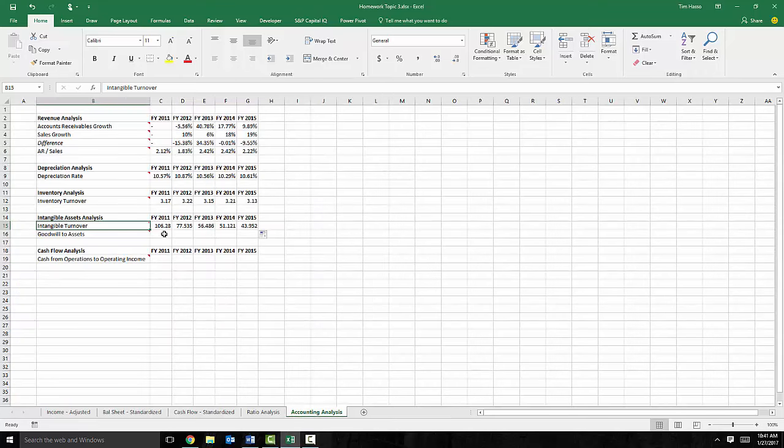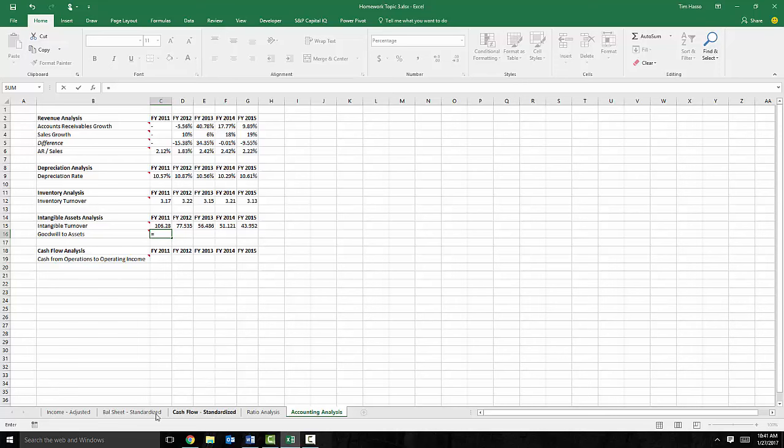So the second part of intangible asset analysis is to look at goodwill to assets. Now, goodwill to assets is something that is very important to look at when you have a company that performs a lot of acquisitions. In H&M's case, I know that's not the case, so goodwill to assets is probably not going to be a big deal. But what we're looking at here is just comparing the goodwill account to the total asset account.